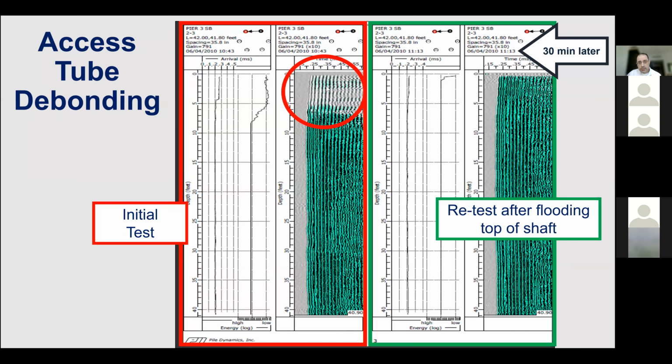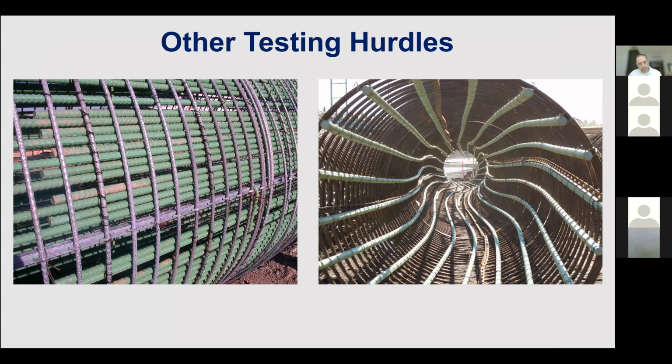If you flood the pile top and you retest after flooding, you can eliminate that false indication that there's a problem. Sometimes there are design issues, and if you have a very heavily reinforced shaft, this is a recipe for creating voids or anomalies within the concrete if that's not taken into account in the concrete design, for example.